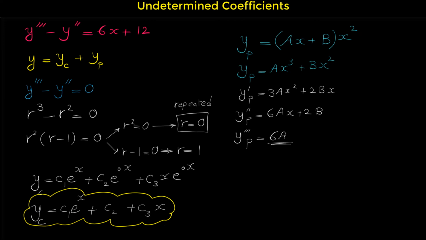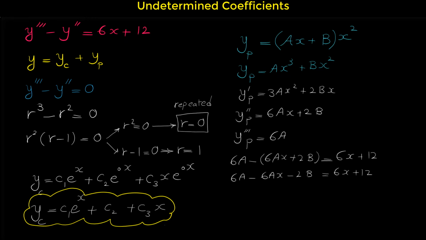Now, if we plug in 6a for y triple prime, we have 6a minus y double prime, which is 6ax plus 2b, equals the other side of the equation, 6x plus 12. We can write the left side as 6a minus 6ax minus 2b equals 6x plus 12. Now we can equate the coefficients of corresponding terms in the left with the coefficients of the terms in the right.